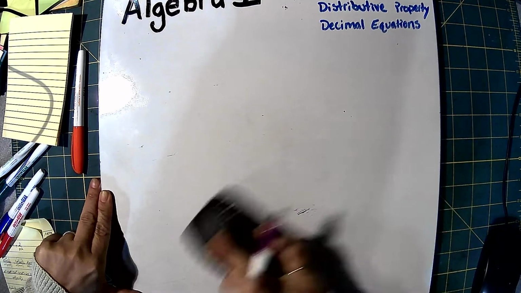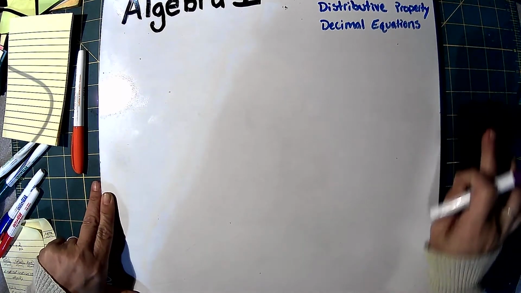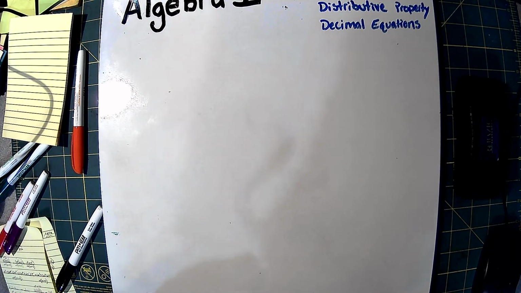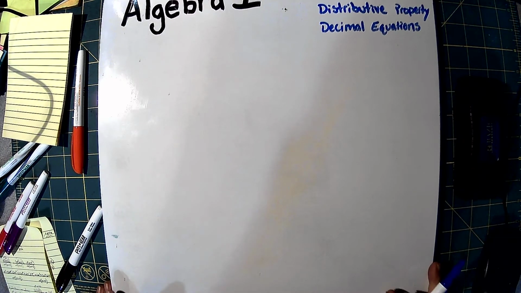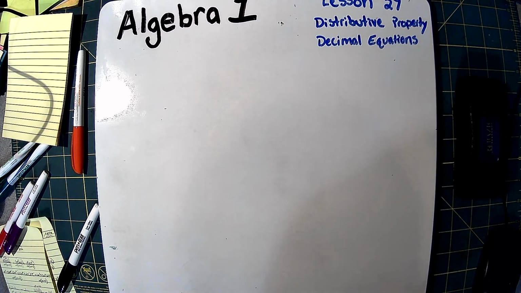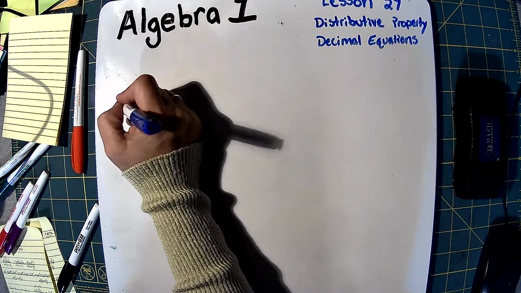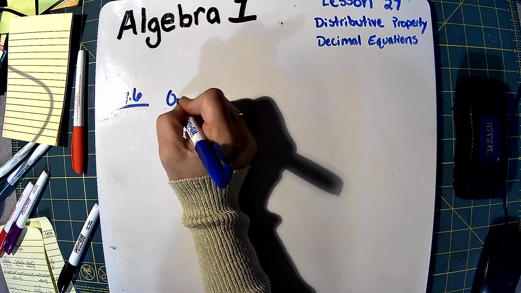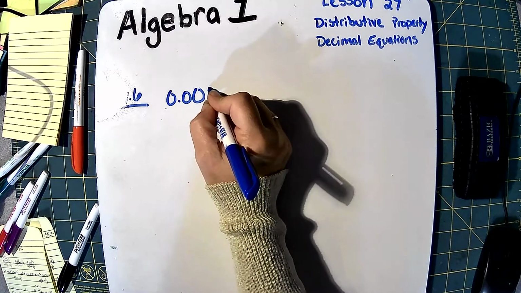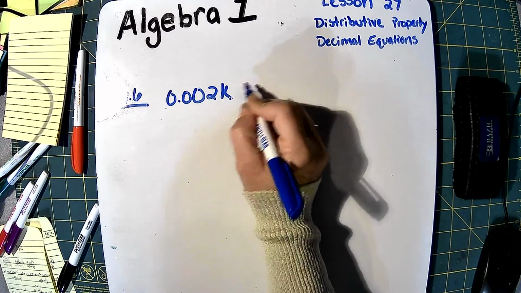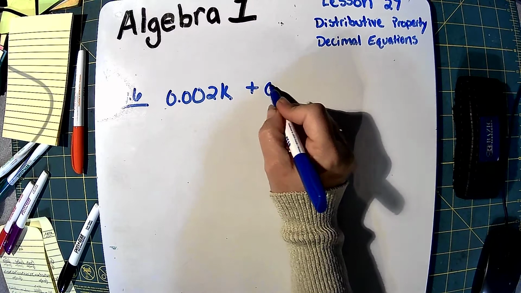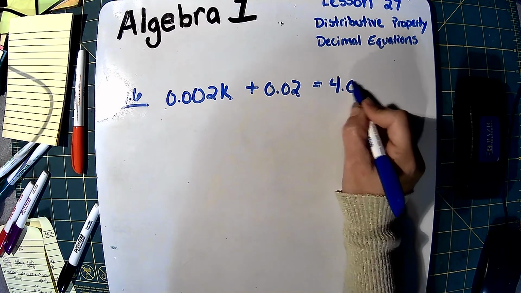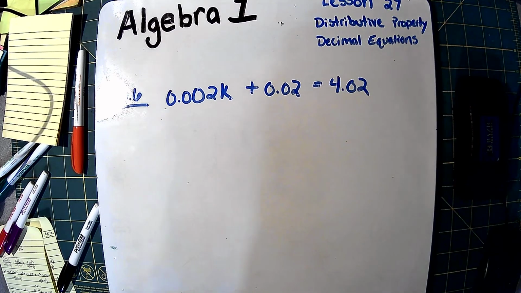You're just going to figure out what is your highest number of decimal places and then move everybody the same amount. Because as long as you're multiplying by the same thing on both sides of the equal sign, the equation still stays the same. Alright, so 27.6 gives us 0.002k plus 0.02 equals 4.02. Okay, so we're going to multiply the whole thing.